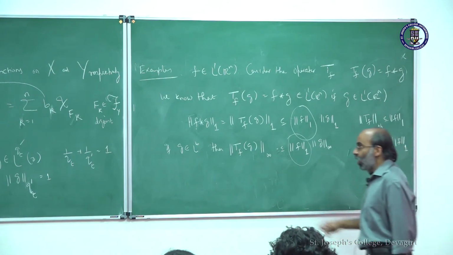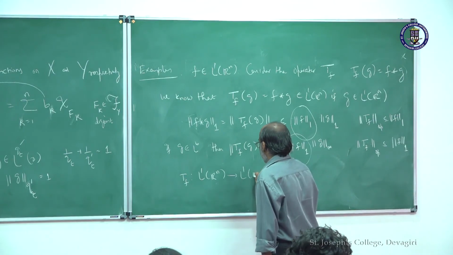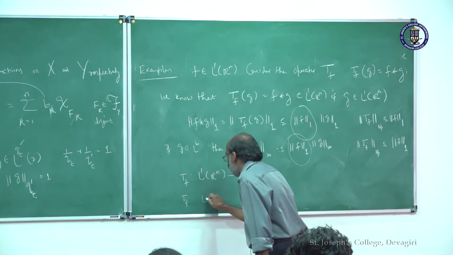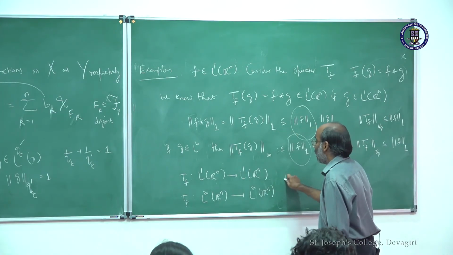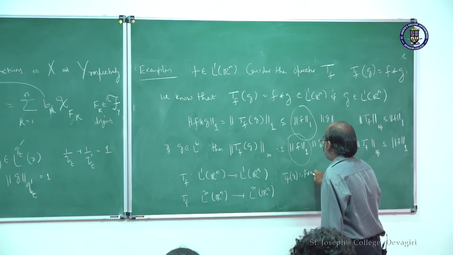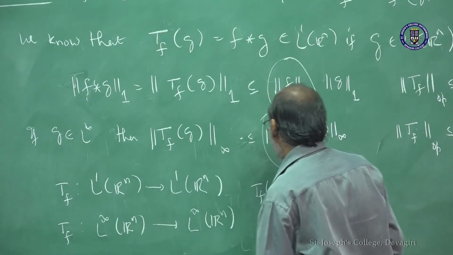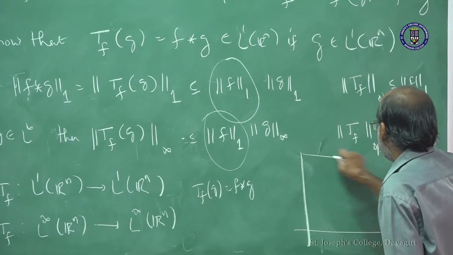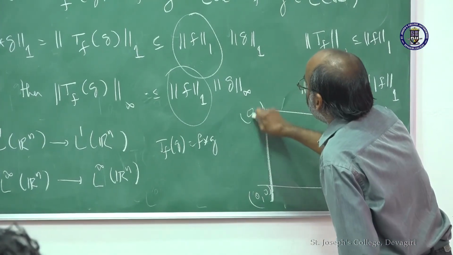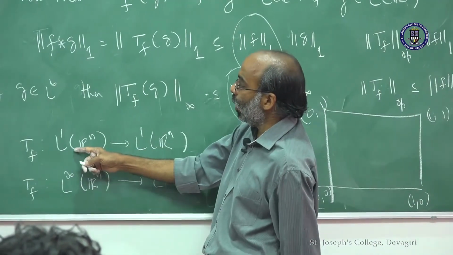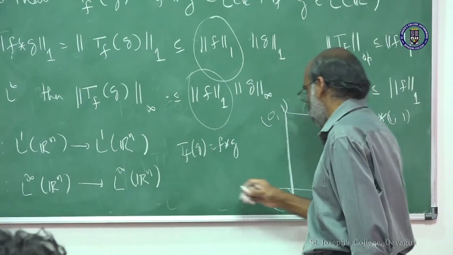Okay, so what do we have now? We have a Riesz-Thorin convexity kind of thing. T_f is a bounded operator from L^1 of R^n to L^1 of R^n, and it's also bounded from L^infinity of R^n to L^infinity of R^n, right? The operator is the convolution operator, T_f of g is f convolved with g, right? So now we have two spaces where a bounded operator exists, we can ask, can we apply Riesz-Thorin convexity? So let's draw the picture. We have (0,0), (1,1), (1,0), and (0,1), right? Here it is type (1,1). It's type (infinity, infinity), that is (0,0).